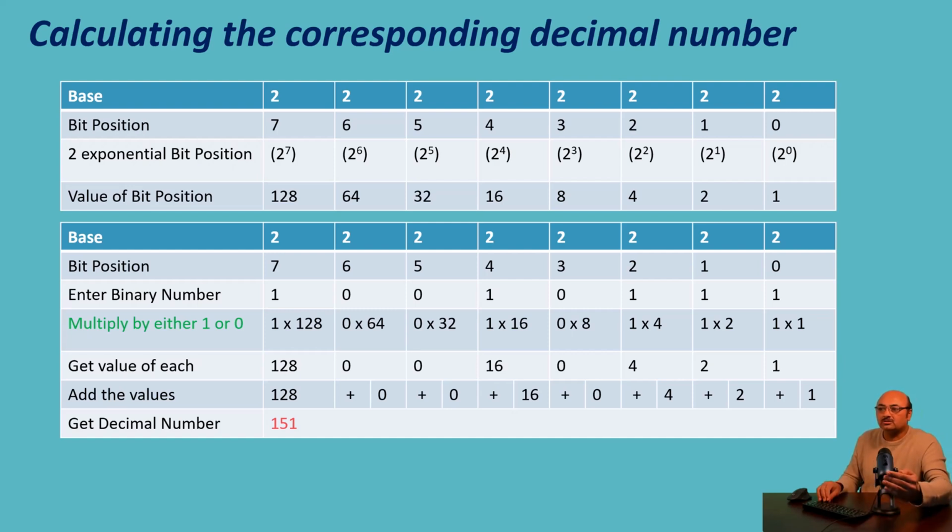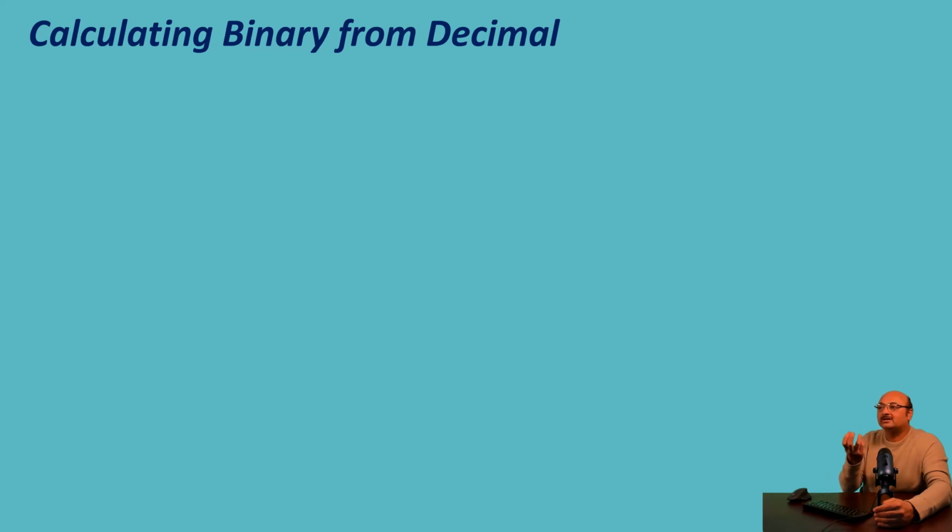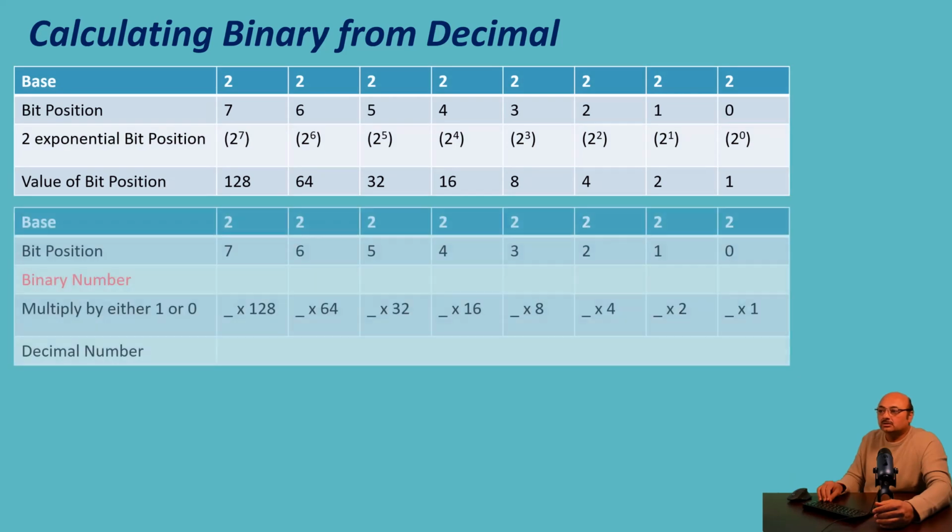Now, this was binary to decimal conversion. Now let's calculate binary from decimal. So we'll take two examples. The first one being, we'll put the decimal number at the bottom, 65, and let's see, go about it like this.